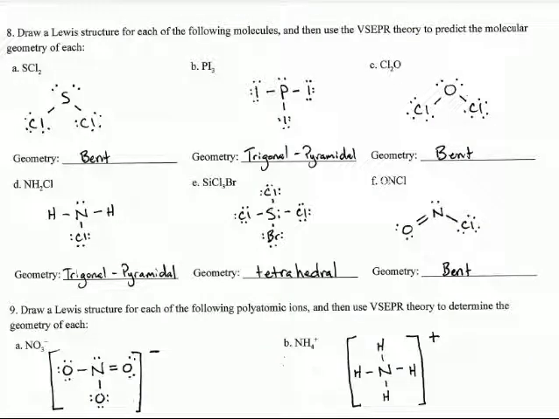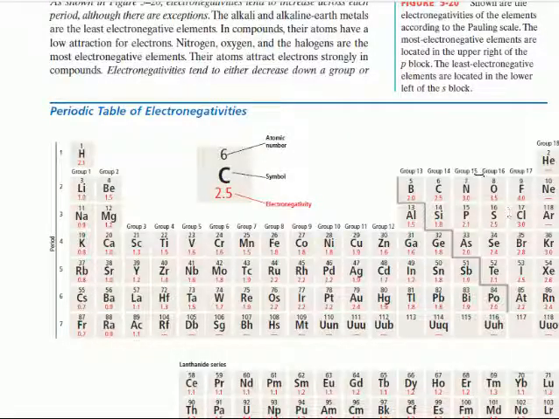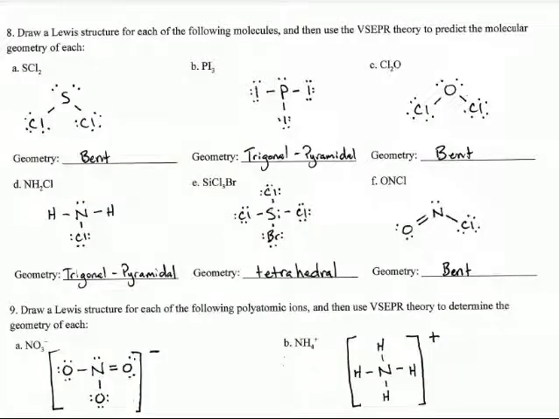And lastly, we have ONCl, so we're going to have a central nitrogen since it's the least electronegative, right? Compared to these two, least electronegative. So I have nitrogen in the middle. We have its lone pair. We have a double bond to oxygen, a single bond to chlorine. Everybody's happy.